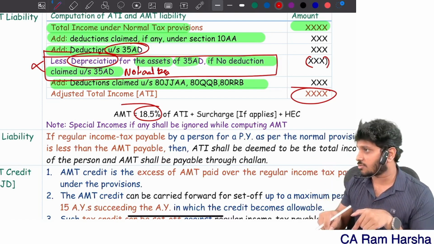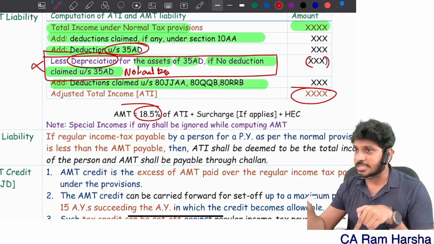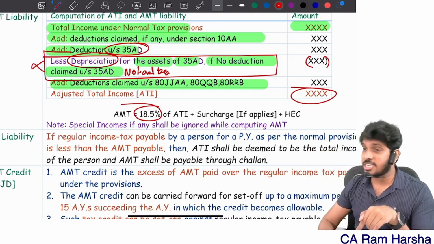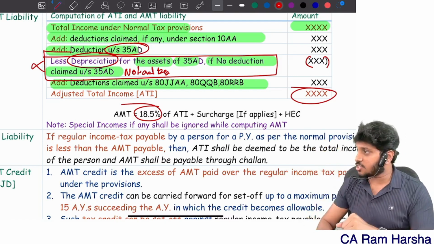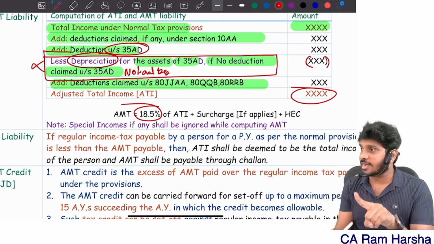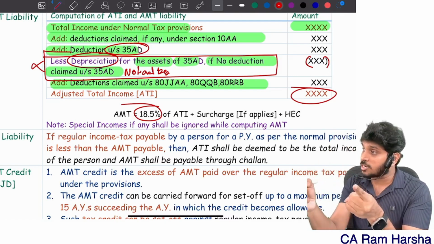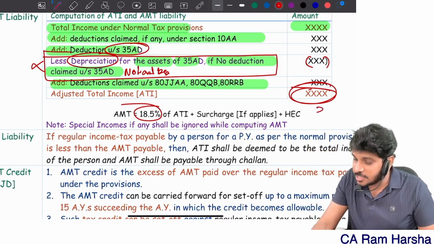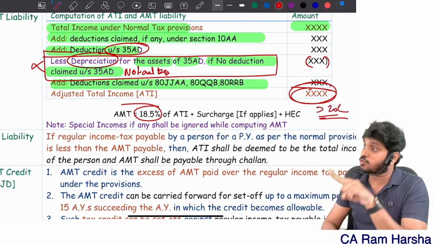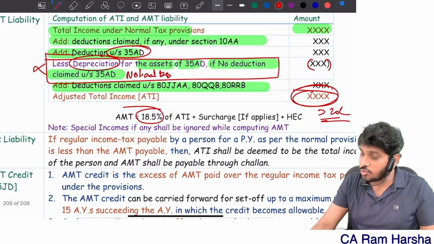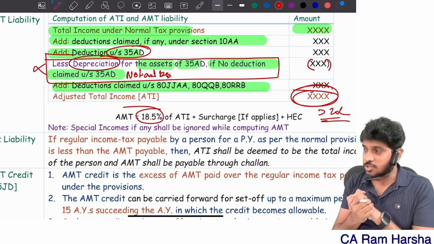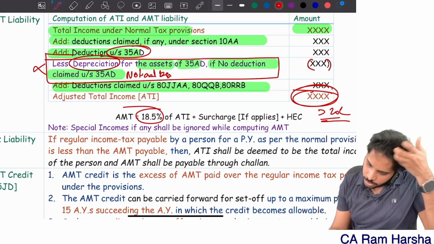I have a working note. Okay, normal income I will compute tax. AMT also I should compute. For AMT, I should compute ATI, adjusted total income. For computing adjusted total income, I should add back deduction under 35AD. Then I should reduce notional depreciation under section 32. Then I will get adjusted total income. If this adjusted total income is more than 20 lakh only, you will proceed further. If this adjusted total income is not exceeding 20 lakh, AMT provision itself will not apply. Yes or no? All of you, that's it.